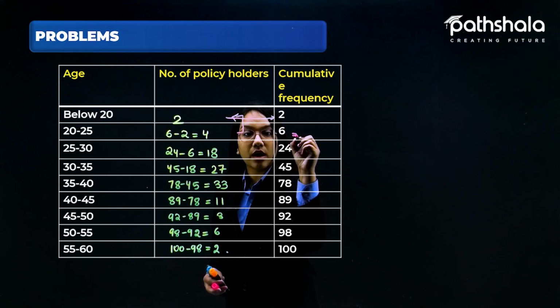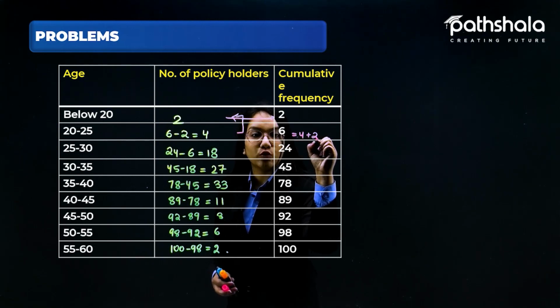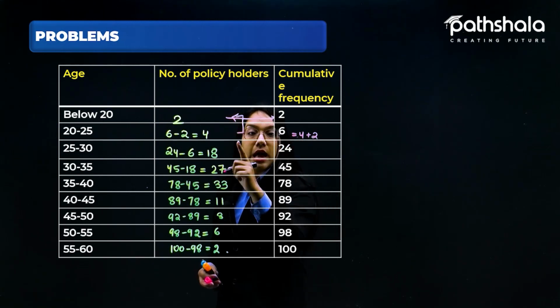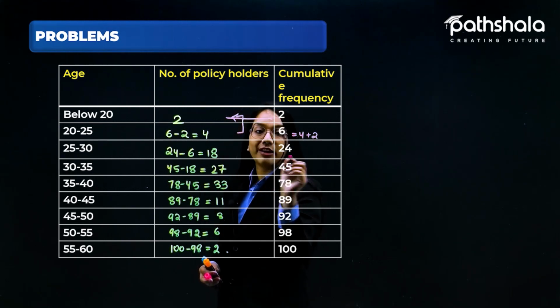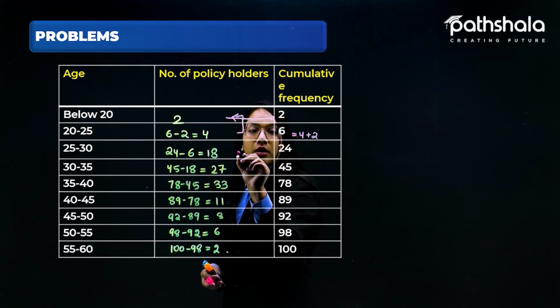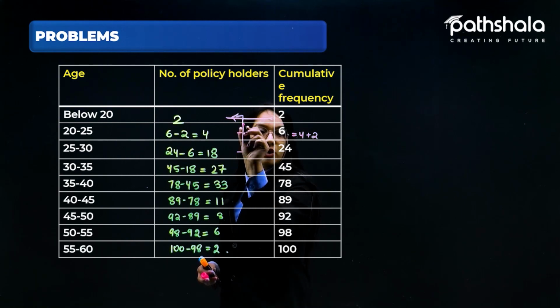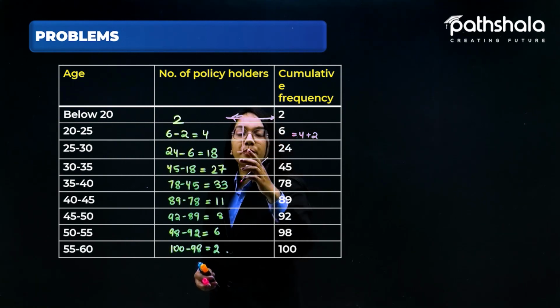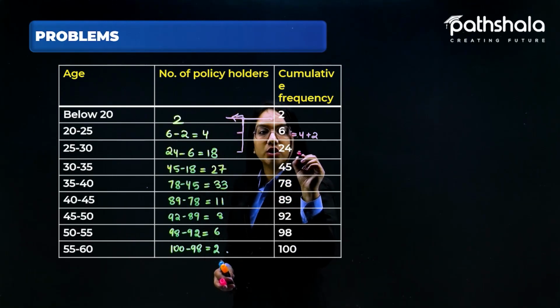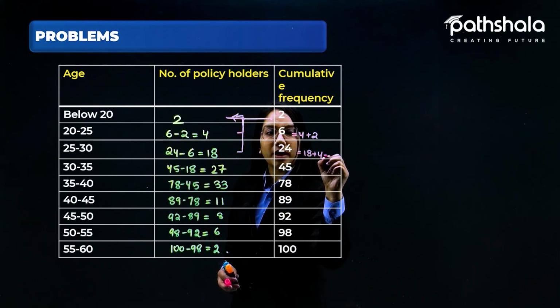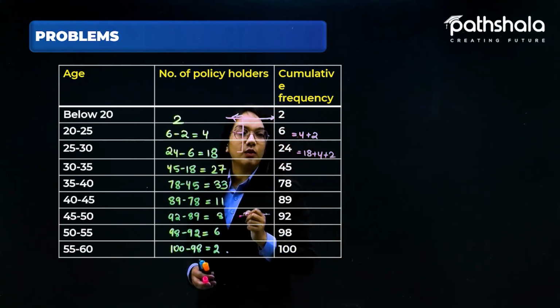So 6 comes from taking the sum of 4 plus 2, the sum of these two classes. Further, for this particular class, this 24 comes out by taking the sum of these three classes. So this is 18 plus 4 plus 2, which is equal to 24.